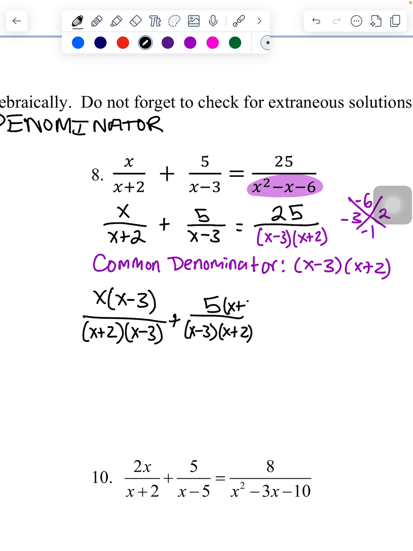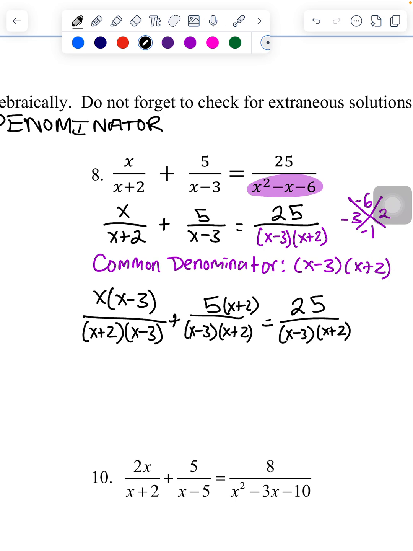I'm going to multiply that top by the x plus 2 as well, because whatever I do to the bottom, I must also do the top. Now, I notice the 25 already has both pieces, so I don't have to do anything to it. It already has the common denominator that I wanted. I'm done with the 25. I don't have to change it, don't have to multiply it. I don't have to do any additional work.